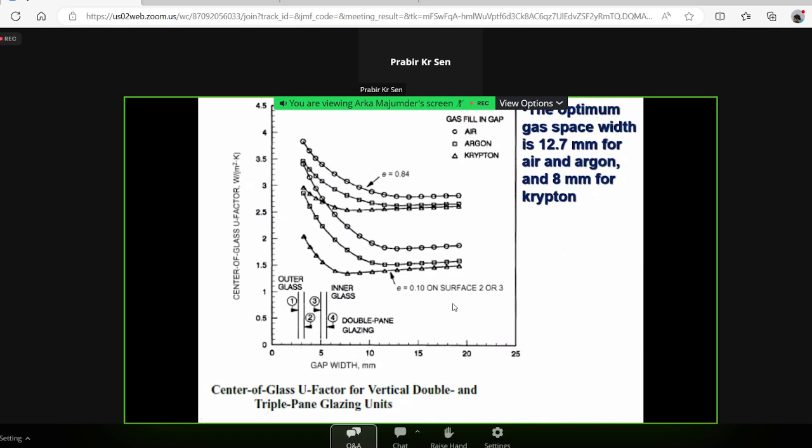You see, these are a few graphs for double pane glass. U factors are given. The top curve, for a 12.7 millimeter gap, is for double pane clear glass with air inside. The next one is argon inside. And the next one is krypton inside, an inert gas, in double pane glass.